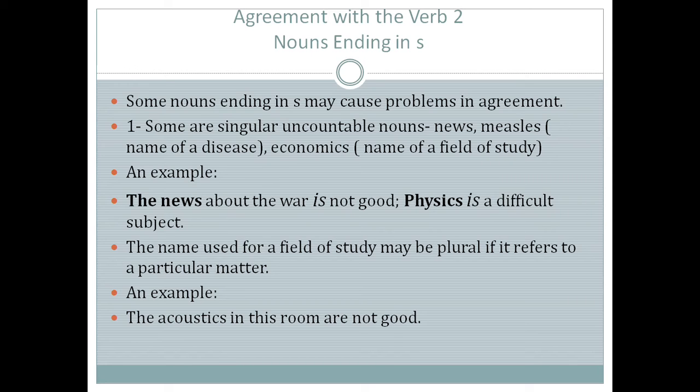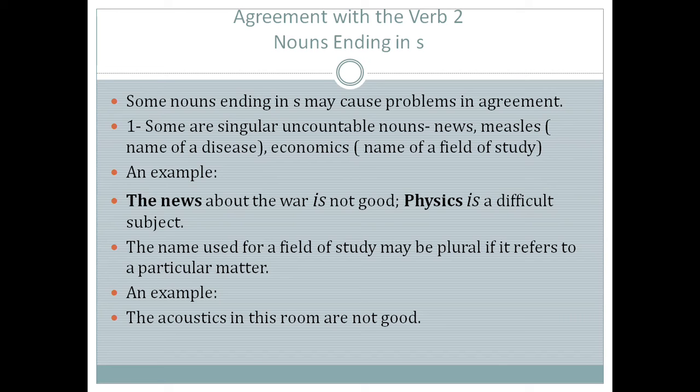So, some nouns ending in S may cause a problem in agreement. Some are singular, uncountable nouns. News, measles, names of diseases. So these names should be singular. The news about the war is not good. So we say the news is not good. The information is important. Physics is a difficult subject, and so on. An example: the news about the war is not good. Physics is a difficult subject.